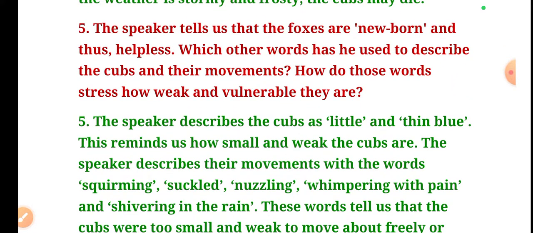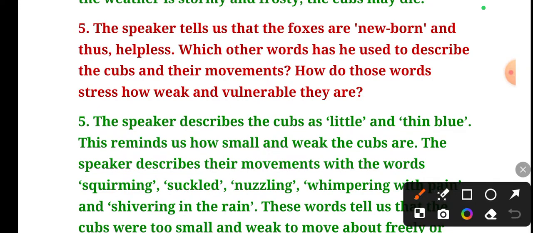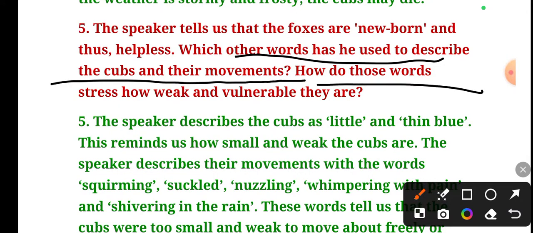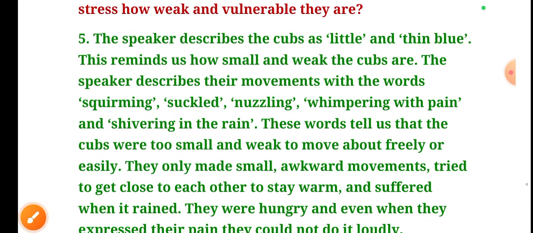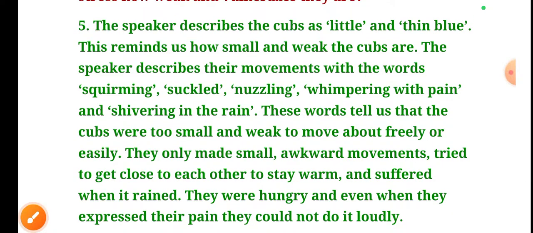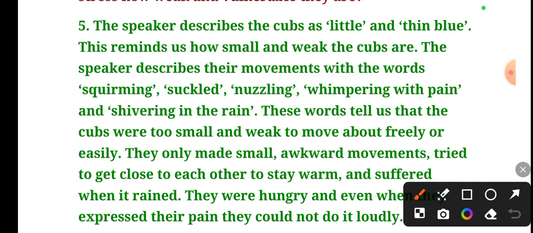Question number 5. The speaker tells us that the foxes are newborn and thus helpless. Which other words has he used to describe the cubs and their movements? How do those words stress how weak and vulnerable they are? So the speaker described the cubs as gentle and thin blue.